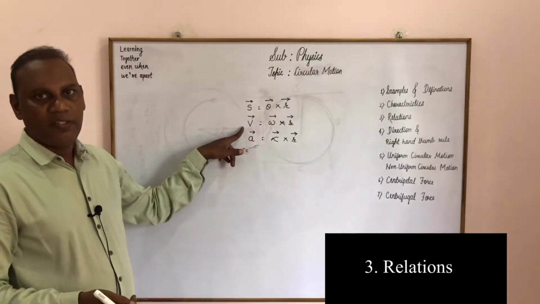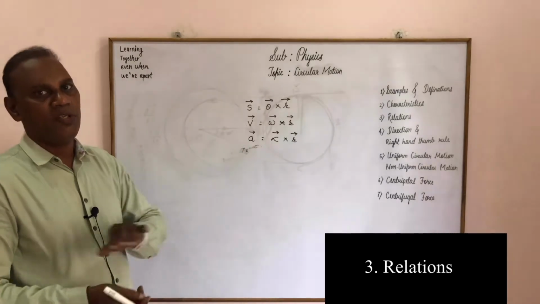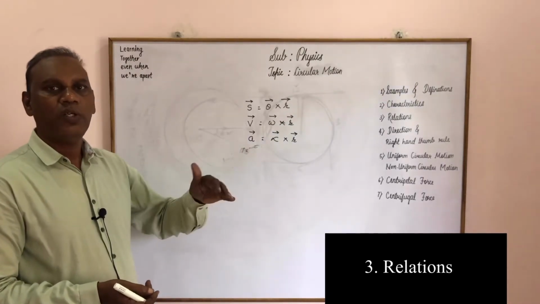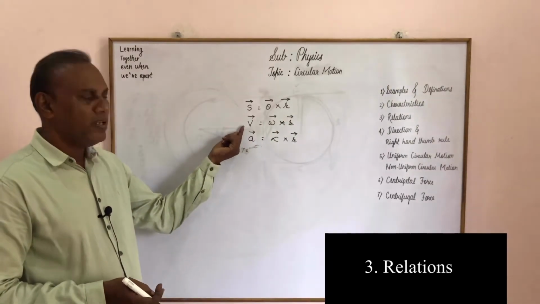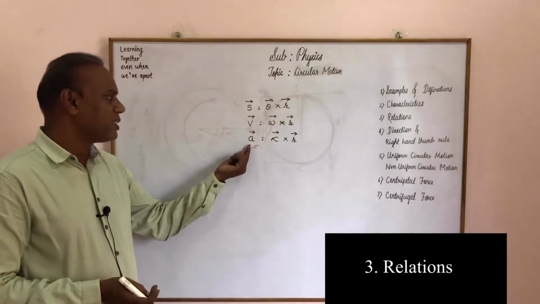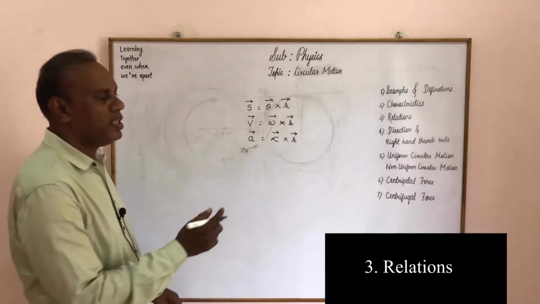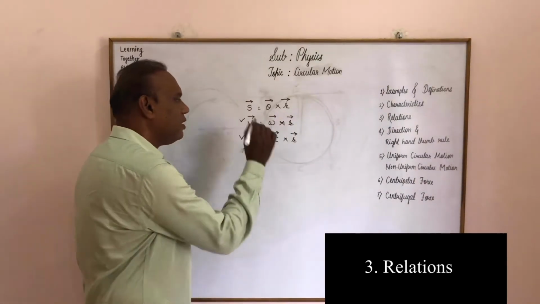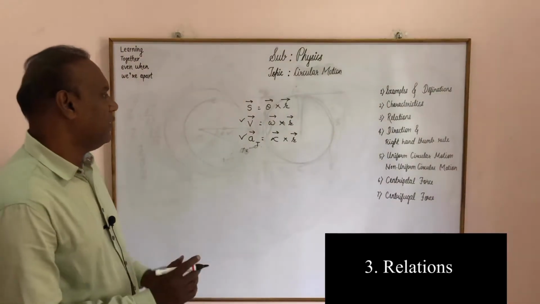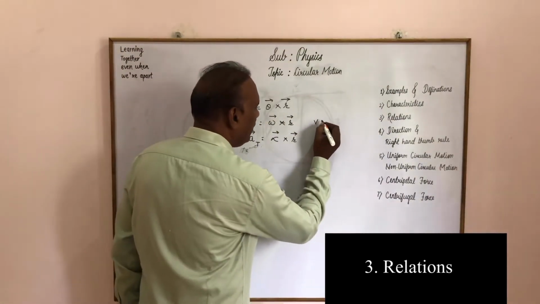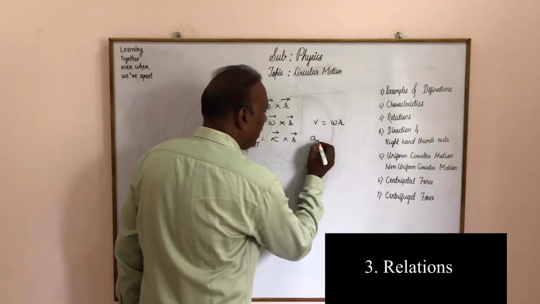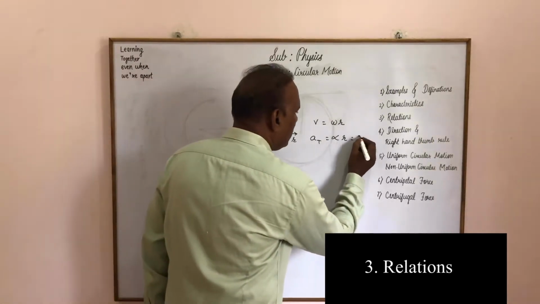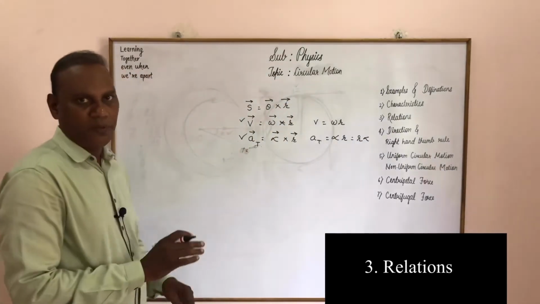The linear velocity is also called tangential velocity because its direction is always tangential to the circle. This tangential velocity changes, so the acceleration obtained is called tangential acceleration. This is the tangential acceleration and this is the linear velocity. In magnitude only, we write v equals omega r, and tangential acceleration is alpha r, or r alpha. So these are the magnitudes.